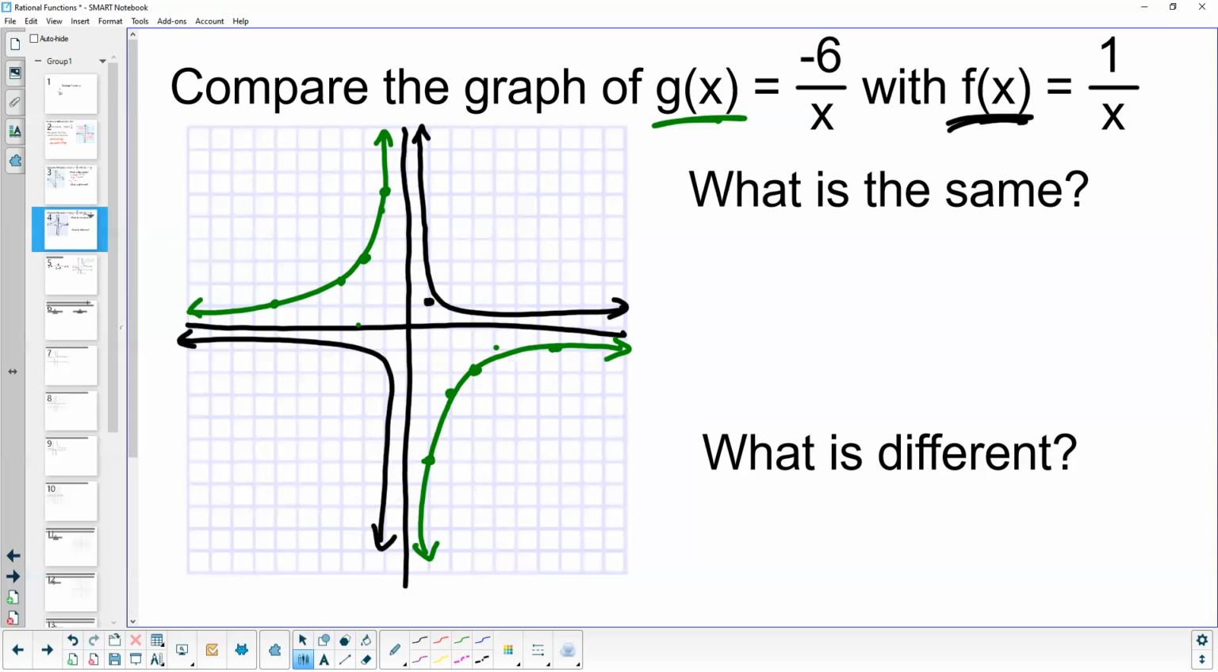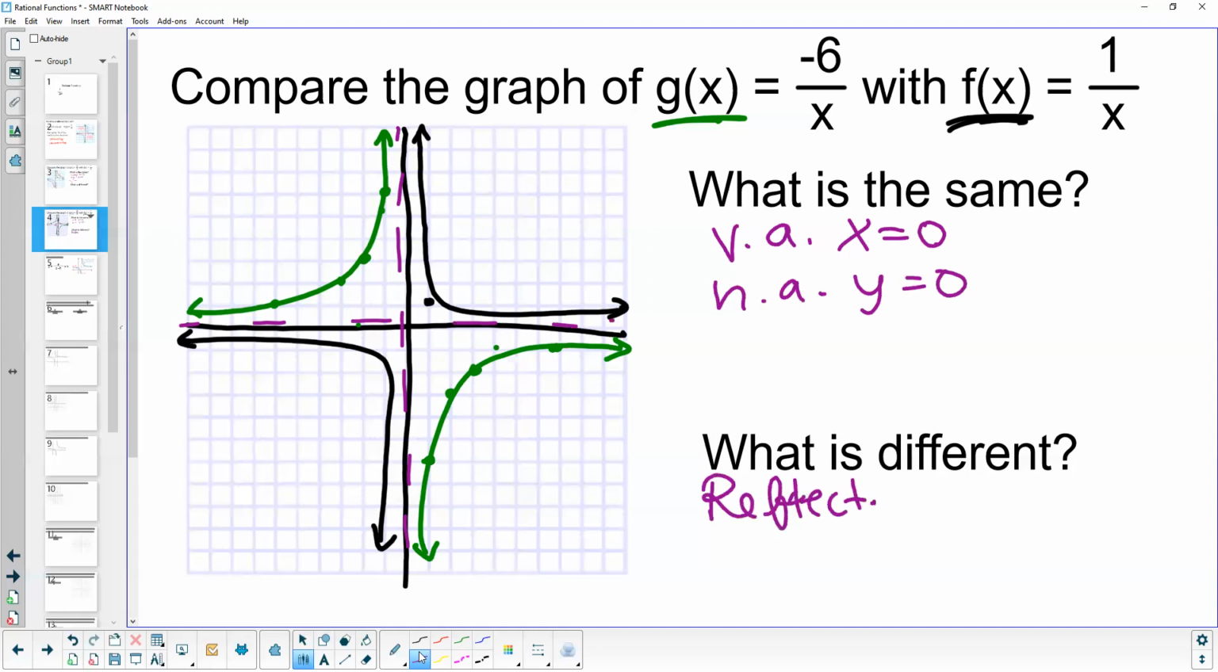What's the same? Well, guess what? They both still have that vertical asymptote at x equals 0. They both have the horizontal asymptote at y equals 0. But what's different about them? Well, that green one was reflected across the x-axis, right? So reflected across, not the x-axis, kind of the x-axis. It looks like it was reflected across both axes. So it was reflected. It was also going through that stretch component that we saw in the previous lesson.